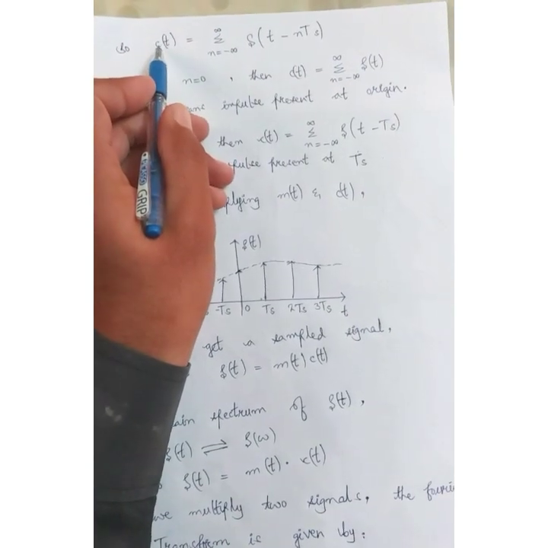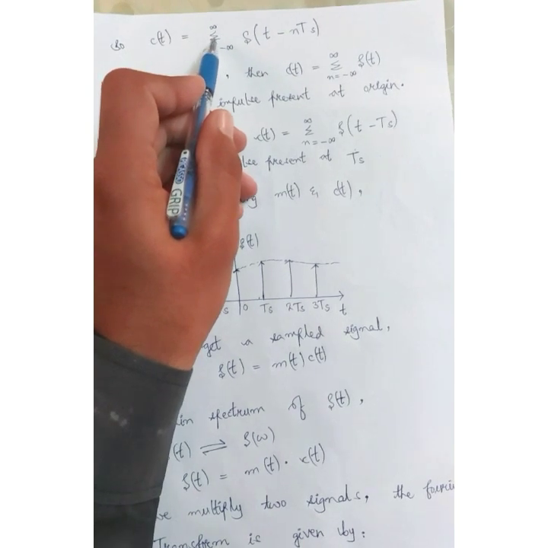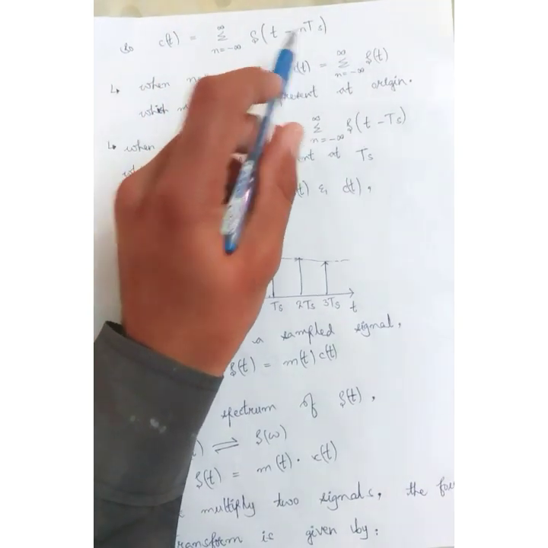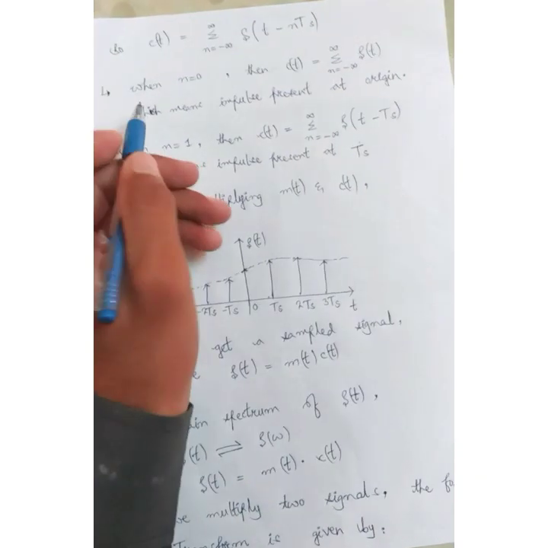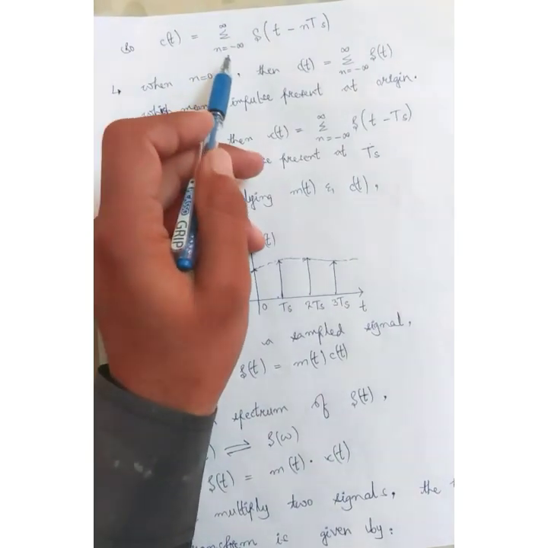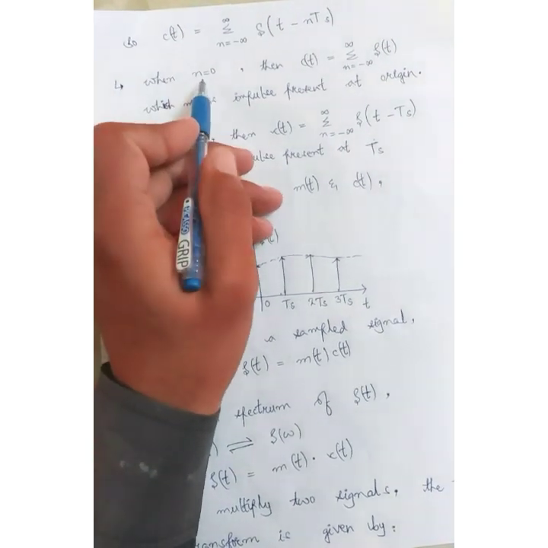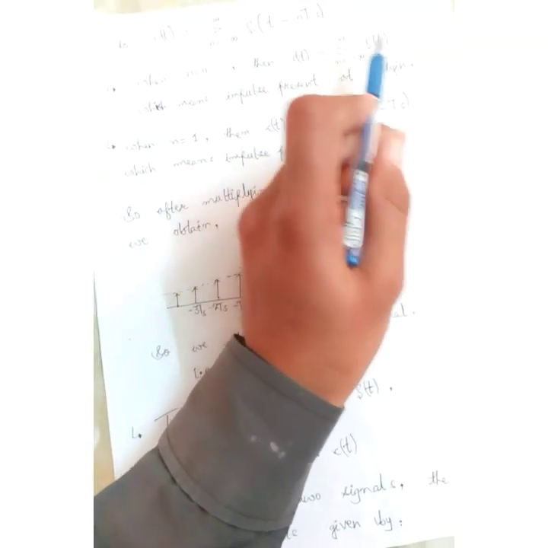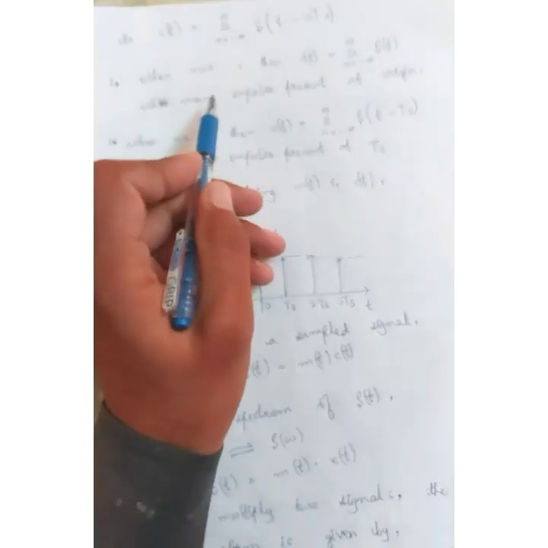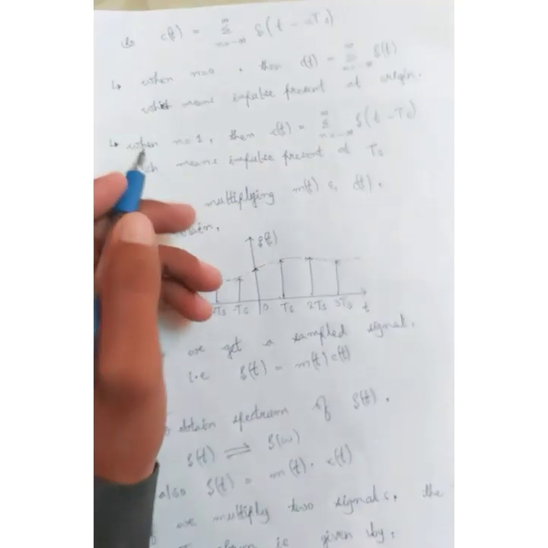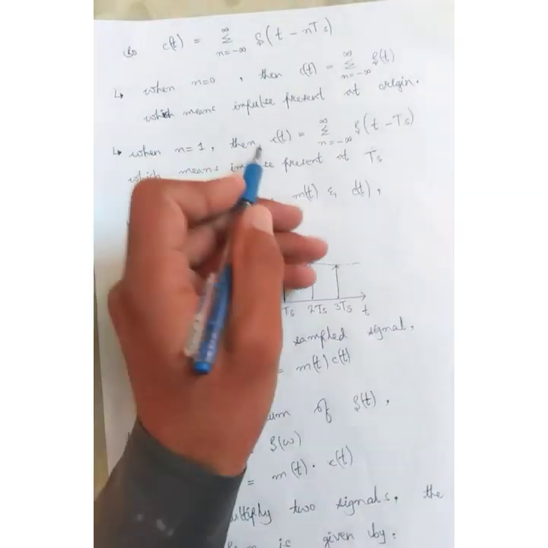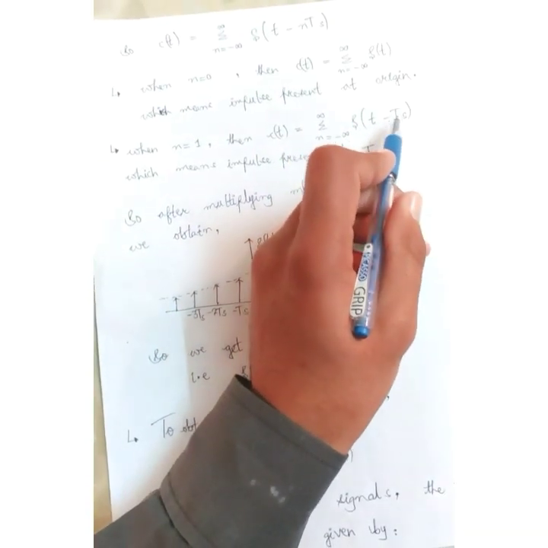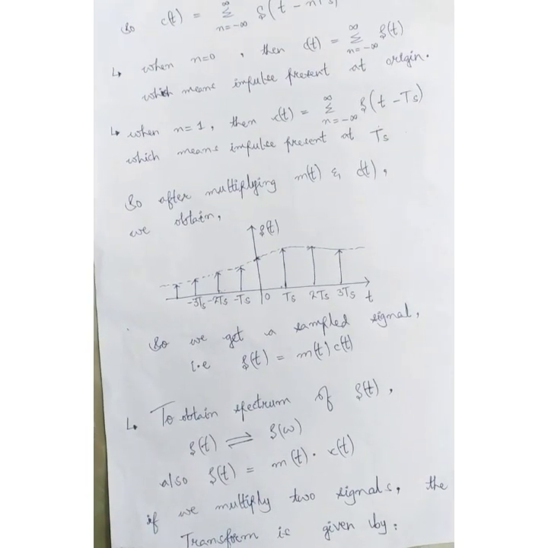So c of t, the impulse train, would look like this: summation from n is equal to minus infinity to infinity delta of t minus n ts. Now we'll put different values of n and see what value of c of t we are obtaining. First of all, if we put n is equal to 0, c of t becomes delta of t, which means that the impulse is present at the origin. Now if we put n is equal to 1, then c of t becomes delta of t minus ts, which means that the impulse is present at ts.